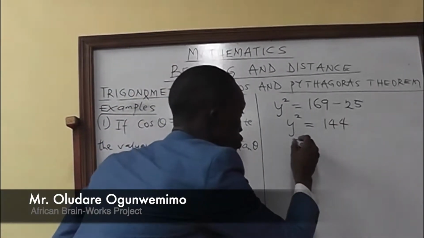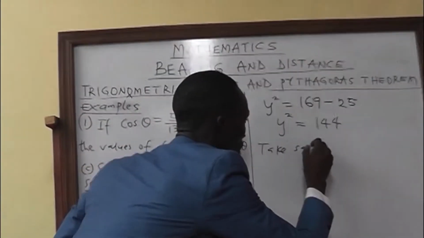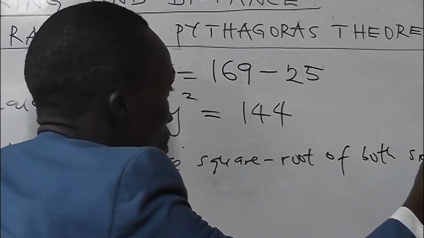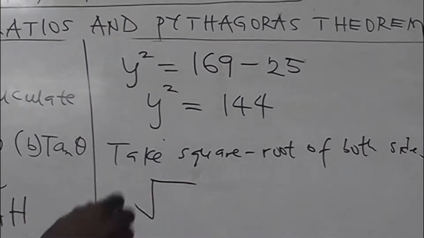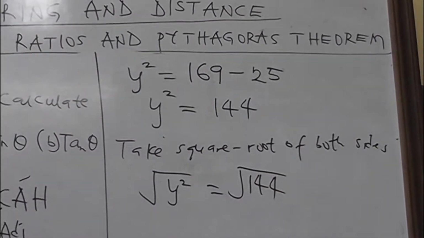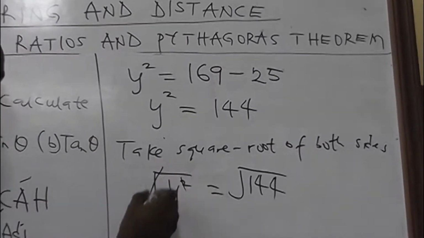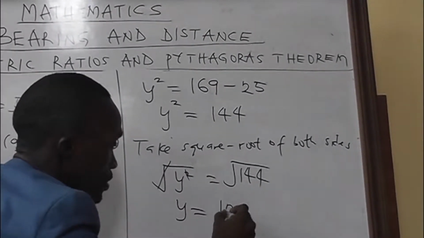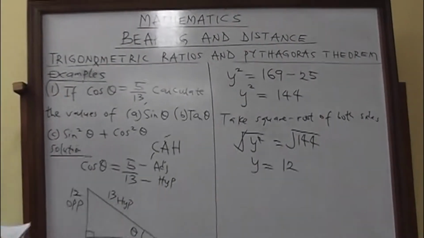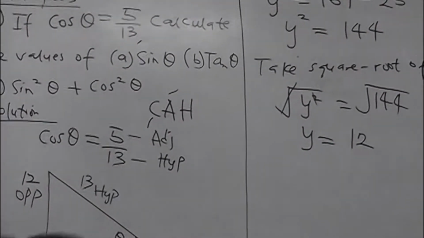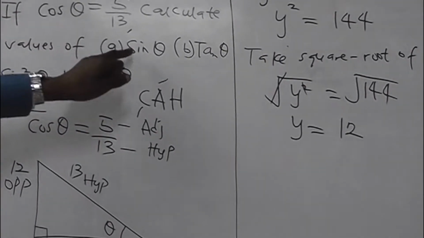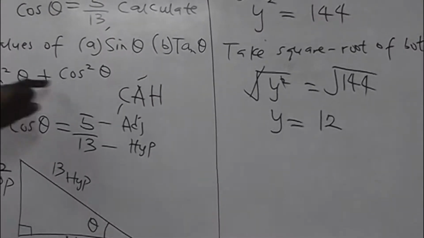So we take the square root of both sides. When we do that, we have the square root of y squared is equal to the square root of 144. So this square here, we cancel this square root, and our y will be 12. So we replace this y here with 12. With the 12 that we've been able to calculate, we now know the sides of this triangle. That will help us to get sine, to get tan, and even to simplify this last one too.